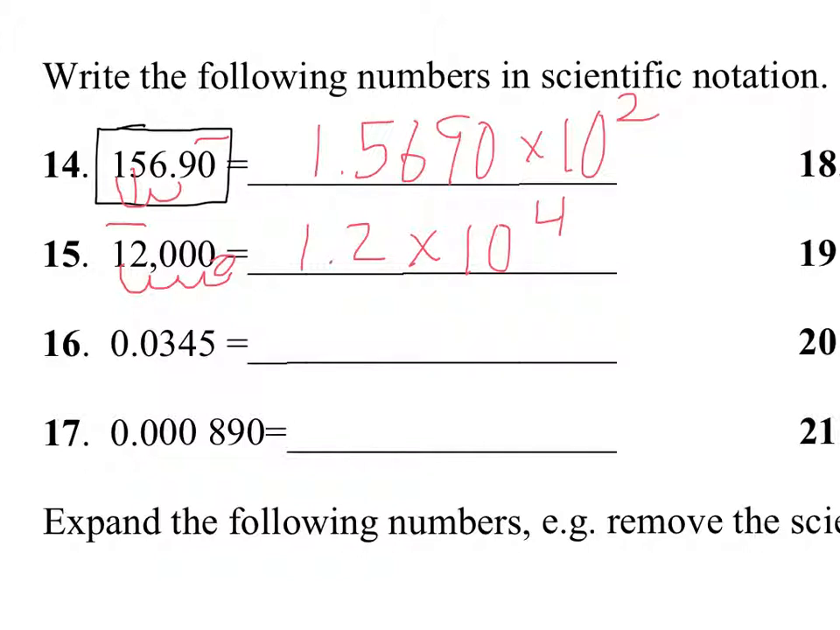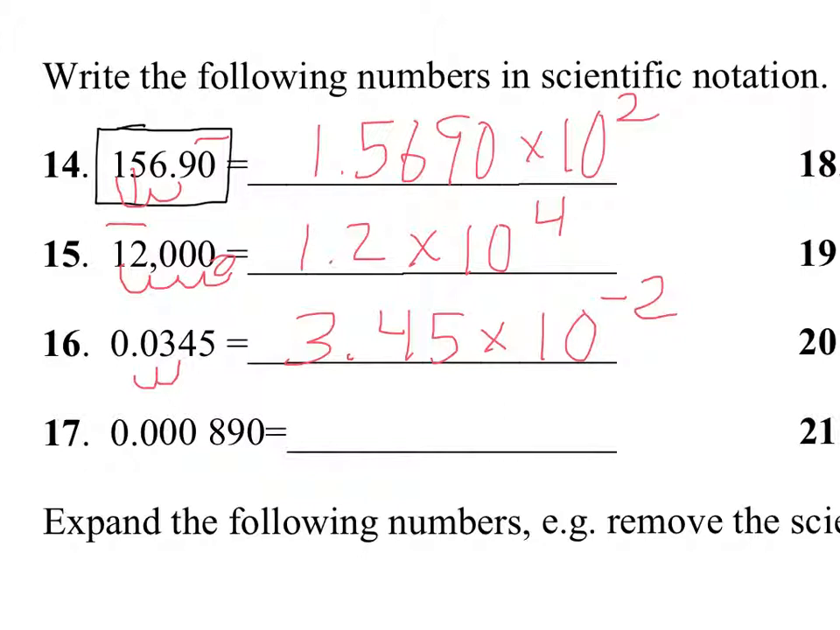In problem 16, we need to move the decimal point 2 places to the right. Our number becomes 3.45. We moved it 2 places to the right, so we have times 10 to the minus 2.